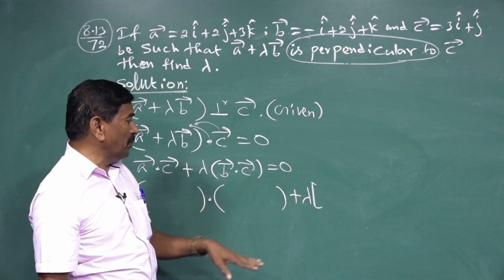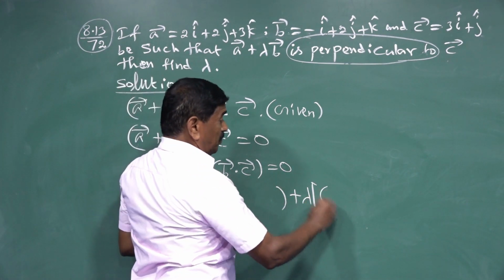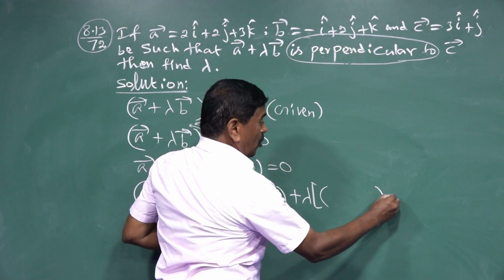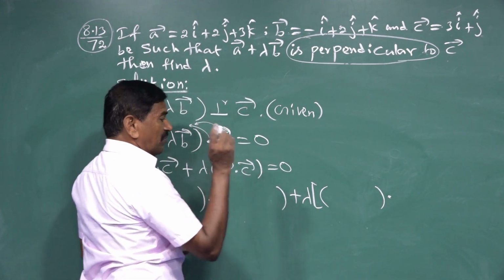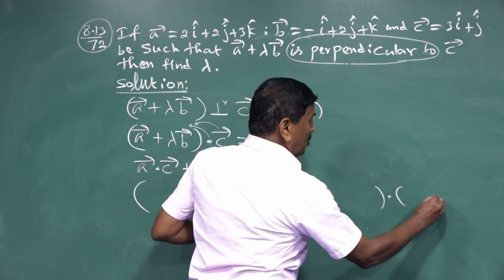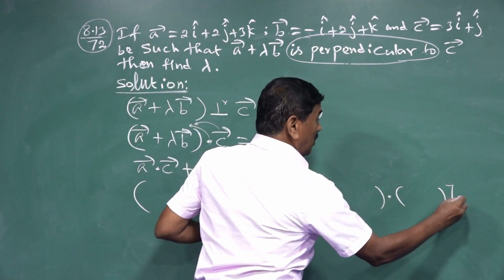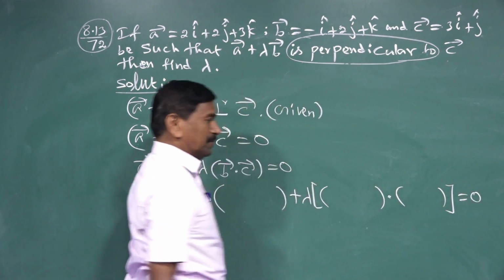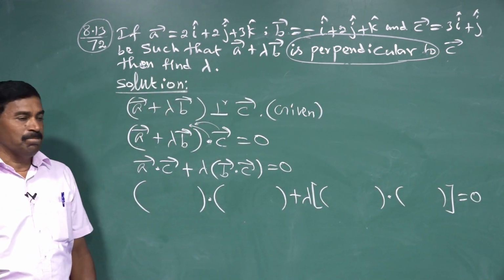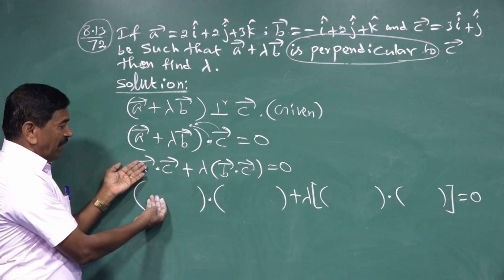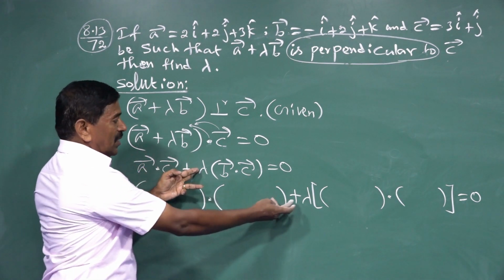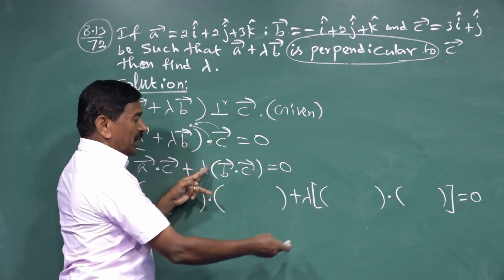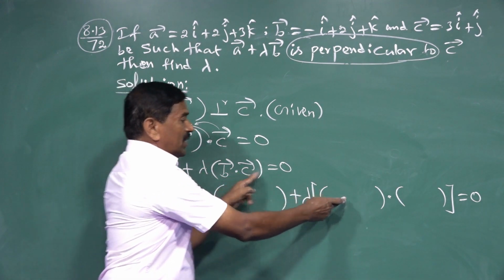Open the square bracket. Plus lambda into B vector dot C vector. Complete the square bracket is equal to 0. That's all, single line answer. Listen again: A vector dot C vector plus lambda into square bracket open B vector dot C vector.